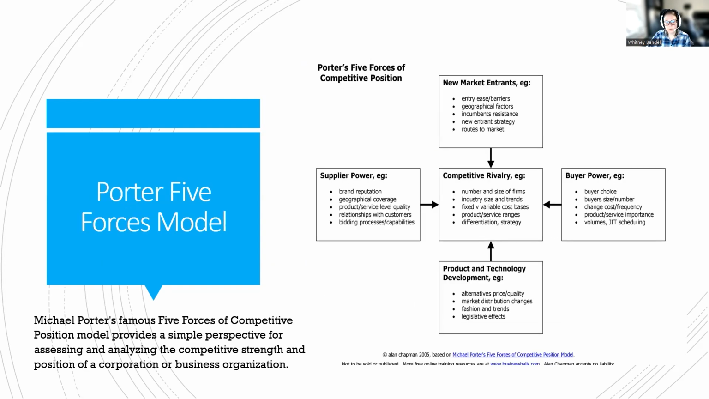All right, so here's another one. We don't spend as much time on this, but that's why I wanted to also give you some other resources on this. So this is Michael Porter's famous 5 forces of competitive position. And as you can see in the center, all of these factors are kind of, I don't know if I want to say applying pressure, but they're all coming in towards the center. So you have supplier power, product and technology development, buyer power, new market entrants, and then it's all kind of going towards this competitive rivalry. So it's the 5 forces of competitive position and kind of different factors to think of.